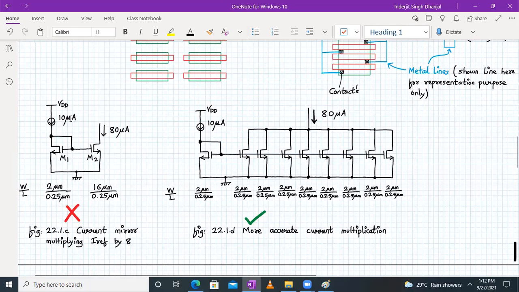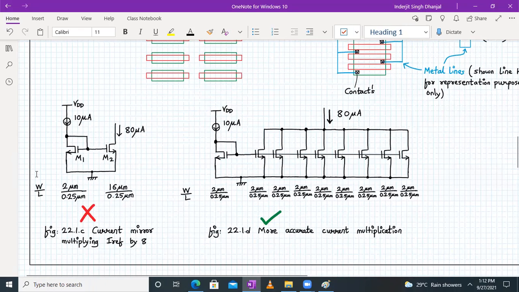So over here, I reference is 10 micro, I out is 80 micro. So let's just say that you do this approach. W by L is 2 micrometer divided by 0.25 micrometer, right? And this is the sizing for M1 transistor. And let's say you do the sizing for M2 transistor as 16 micrometer divided by 0.25 micrometer.